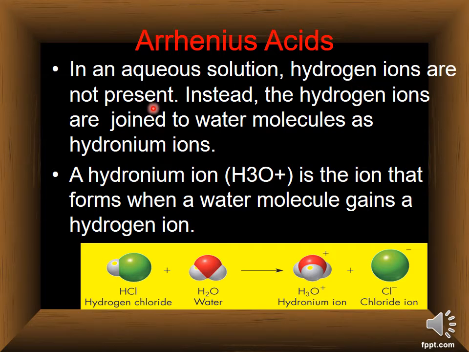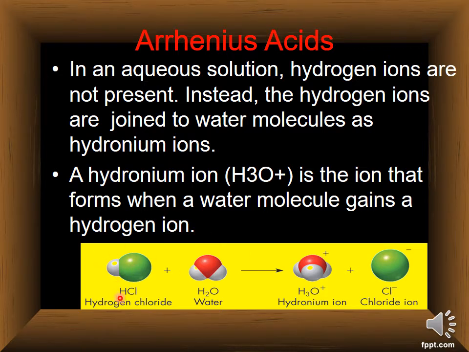Hydrogen ions are not present, meaning free hydrogen ions are not present in this solution. Why? Because the hydrogen ions are joined to the water molecule as hydronium ions. So what is a hydronium ion? A hydronium ion, H3O+, is the ion that forms when a water molecule gains a hydrogen ion.